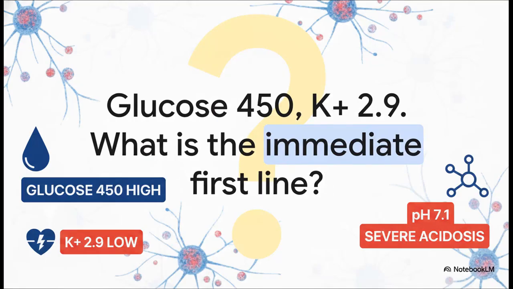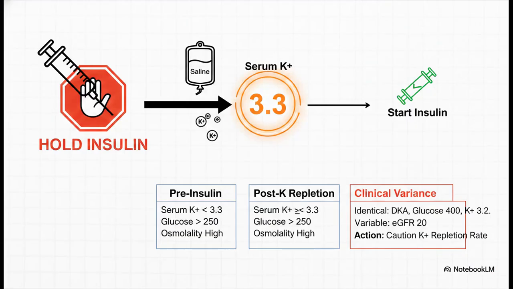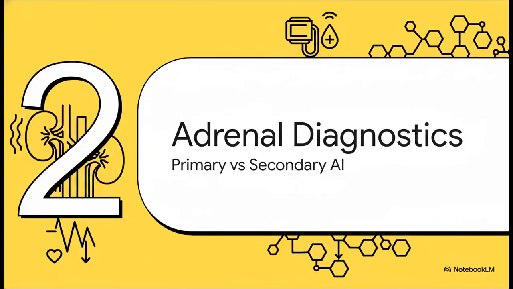Let's actually test this framework out. Imagine you have a patient presenting with a glucose of 450, a pH of 7.1, indicating severe acidosis, and a potassium of 2.9. What is your immediate first-line intervention? Well, if you reached for insulin to fix that glucose of 450, you just crossed a clinical red line. You must hold the insulin. Your correct, aggressive first line is IV saline and potassium repletion. Only once you pull that potassium back above 3.3 can you safely initiate the insulin drip to close the anion gap. Section 2. Adrenal insufficiency diagnostic forks.